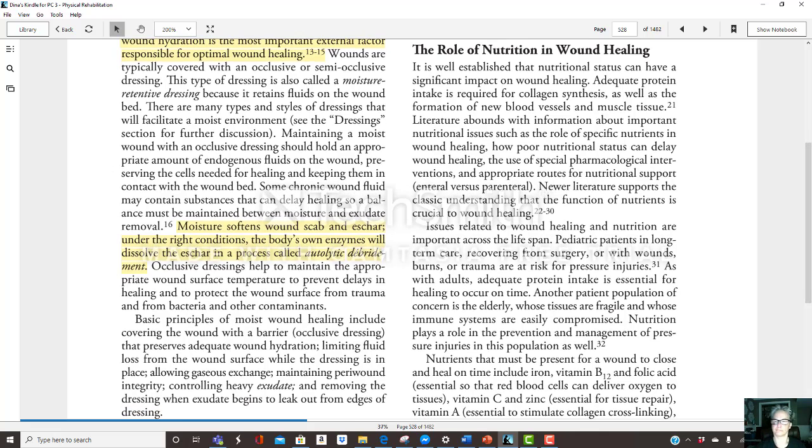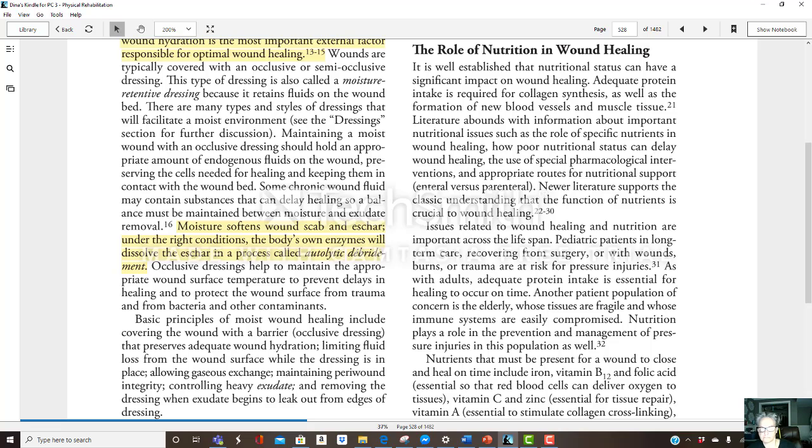The role of nutrition in wound healing. It is well established that nutritional status can have a significant impact on wound healing. Adequate protein intake is required for collagen synthesis, as well as the formation of new blood vessels and muscle tissue. Literature abounds with information about important nutritional issues such as the role of specific nutrients in wound healing, how poor nutritional status can delay wound healing, the use of special pharmacological interventions, and appropriate routes for nutritional support, enteral versus parenteral.